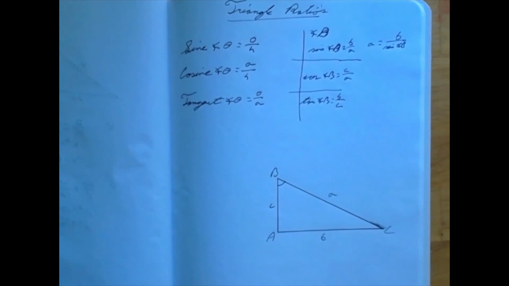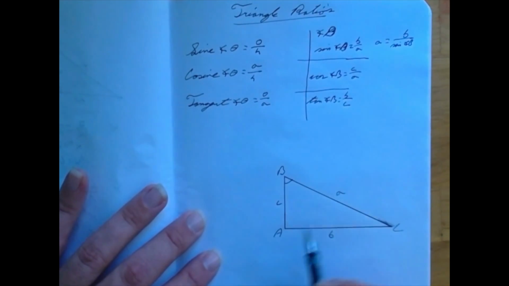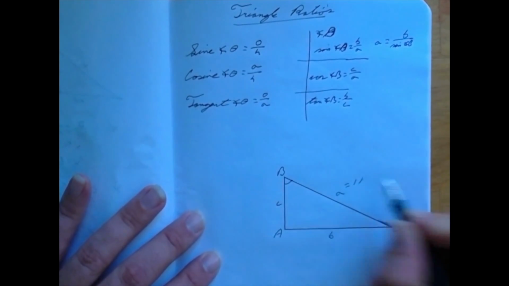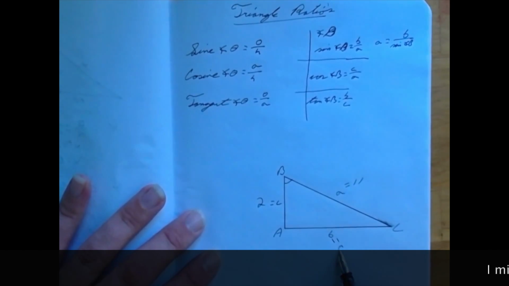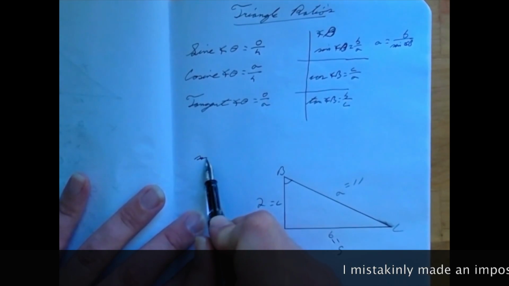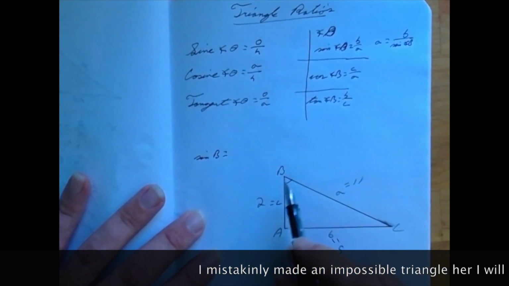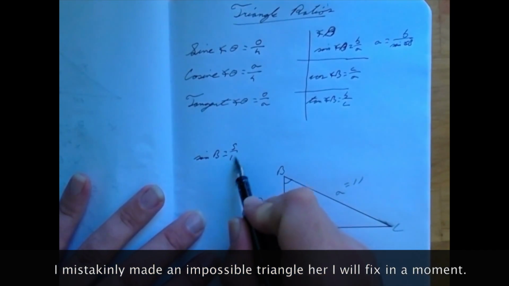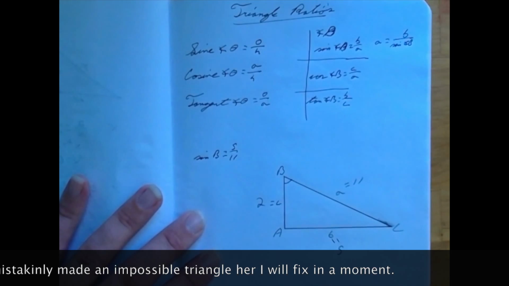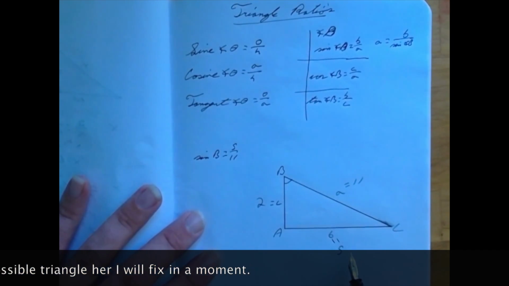Let's look at this if we had some numbers. So I'm going to just simply assign some number values here. I'm going to call A 11, C 2, and B 5. That would mean that the sine of B is equal to its opposite, 5, over the hypotenuse, 11. This is an impossible triangle, by the way.